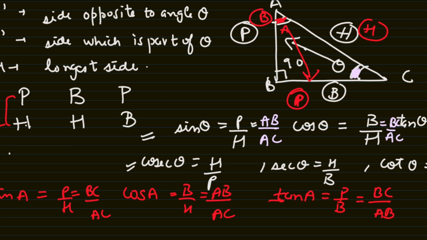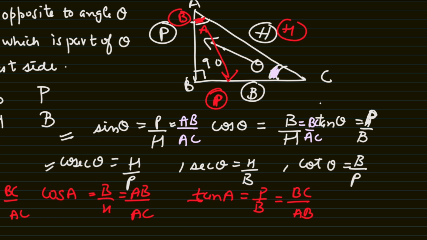And for tan theta, here it is theta, the value of P is AB upon BC. So you have to see P is the side that is opposite to the acute angle that you are considering. B is the side that is part of that acute angle that you are considering, and H will be the longest side. So these will be the values of all of the 6 trigonometric ratios.